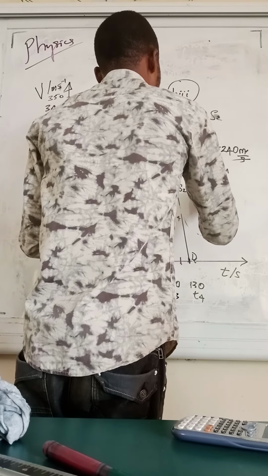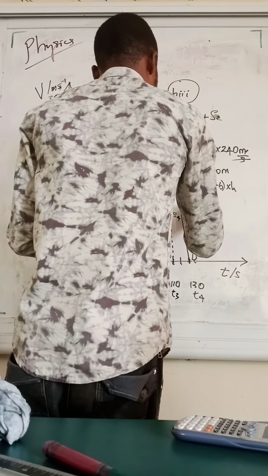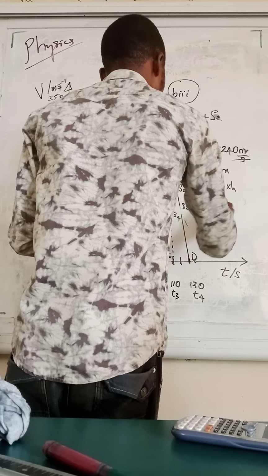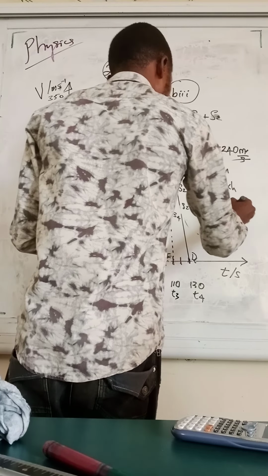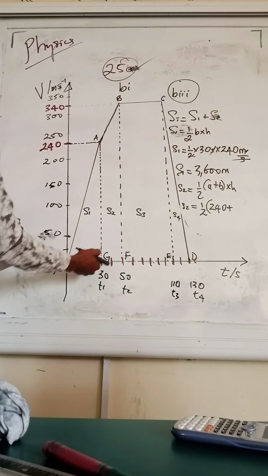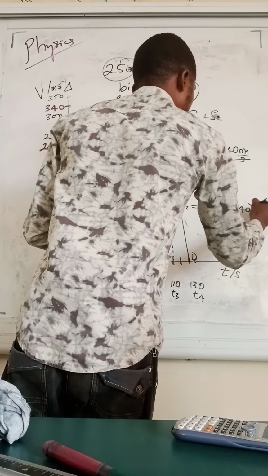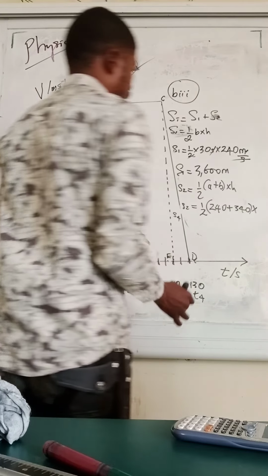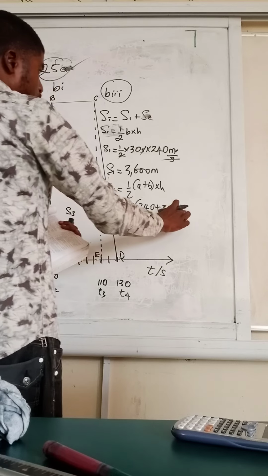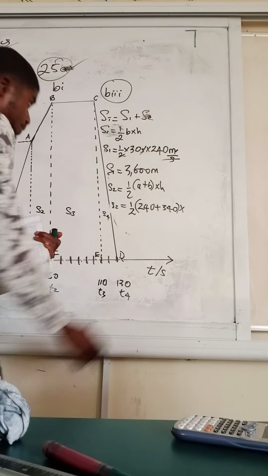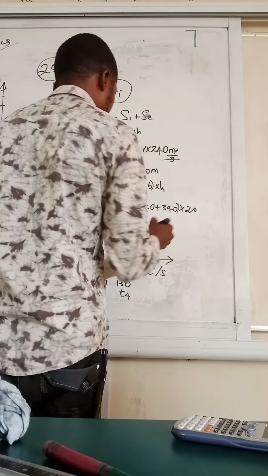Our S2 is half into A plus B times height. So in this case, our S2 is what? Half into what? Half into 240 plus what? 240 from here to here, 240 from here to here is what? 340 times the height. The height is what? Let's check. This is 10, 20. The height is 20. So let's go to work.